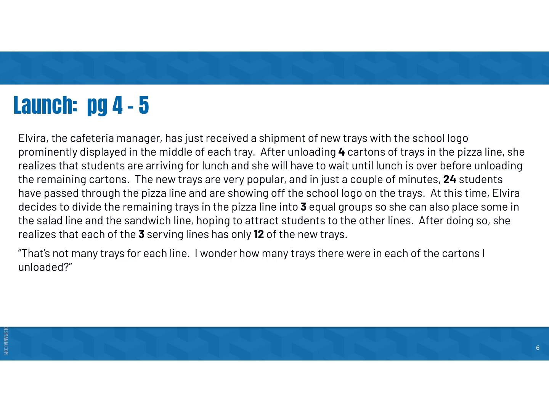At this time, Elvira decides to divide the remaining trays in the pizza line into 3 equal groups, so she can also place some in the salad line and in the sandwich line, hoping to attract students to the other lines.